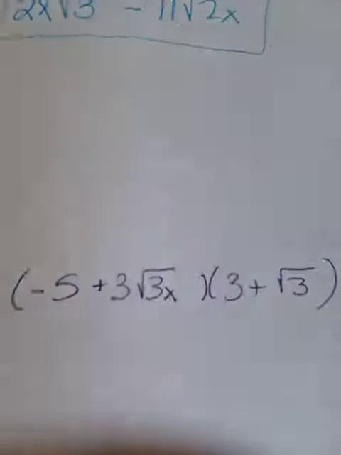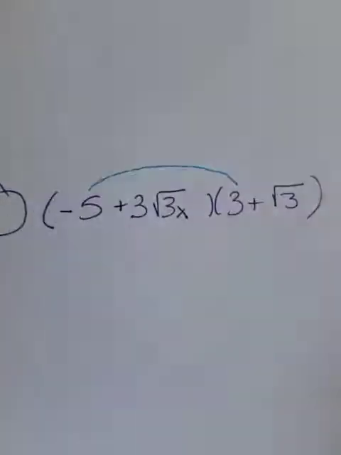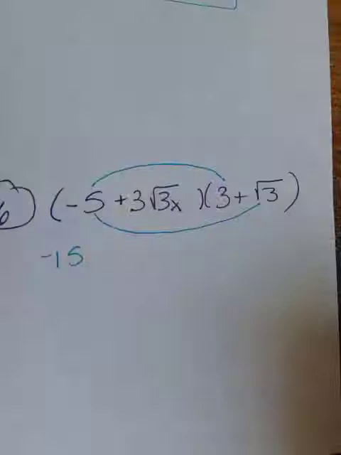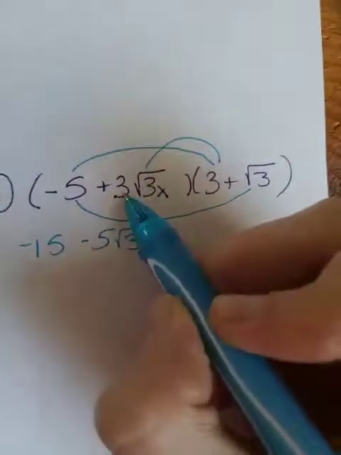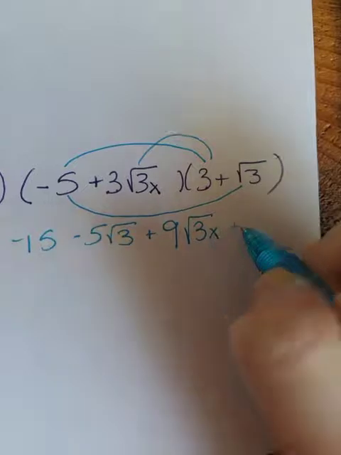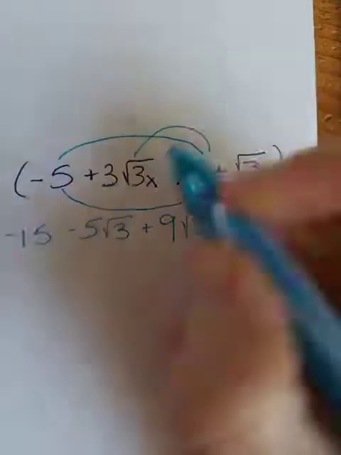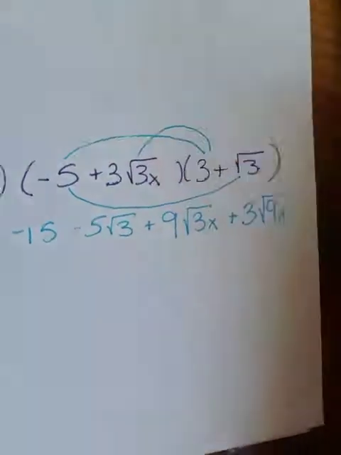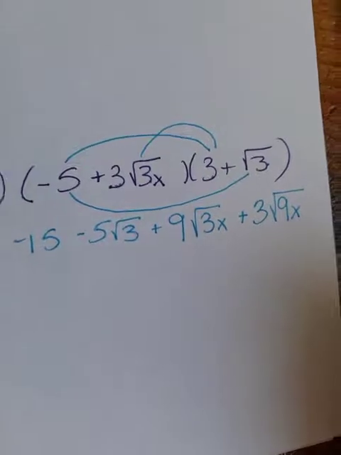Number 6, now we do it with some variables. So same process. First, negative 5 times 3 is negative 15. O, outside, negative 5 times root 3 will be negative 5 root 3. Insides, I'm going to do the 3 times the 3 to get 9, and then the root 3x comes along. And then my last one, you're doing 3 times technically a 1 over here, which is 3. Root 3x times root 3, that's going to be root 9x, because 3 times 3 is 9, and the x comes along.